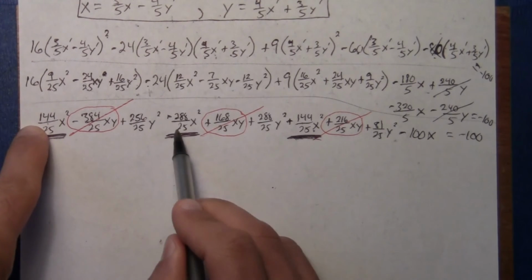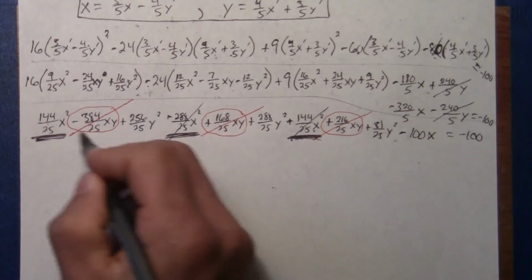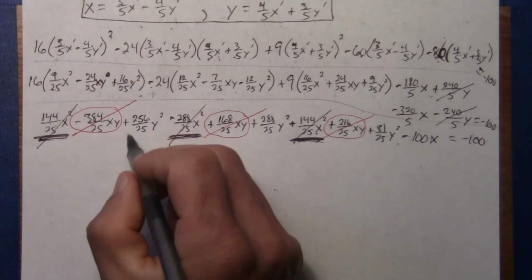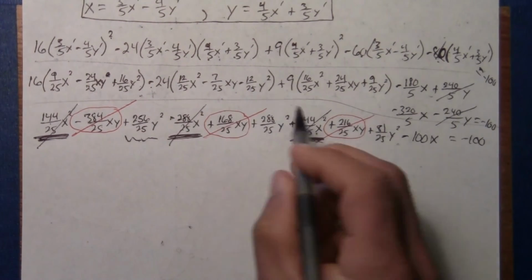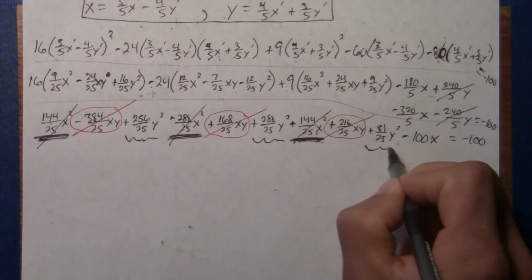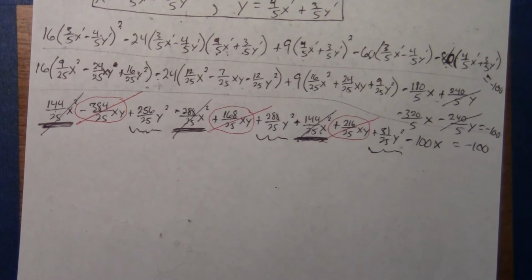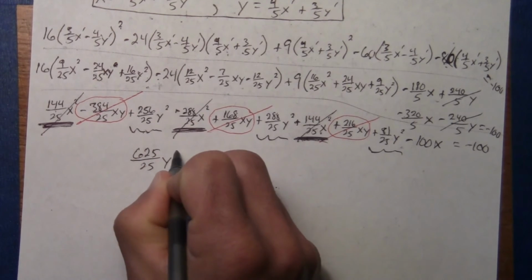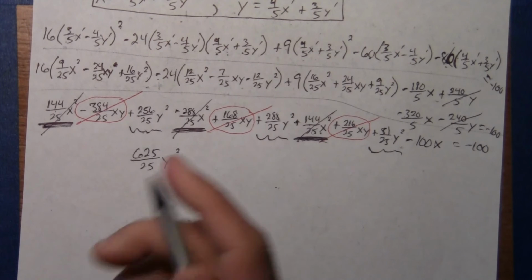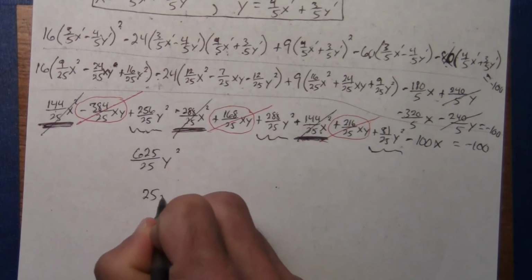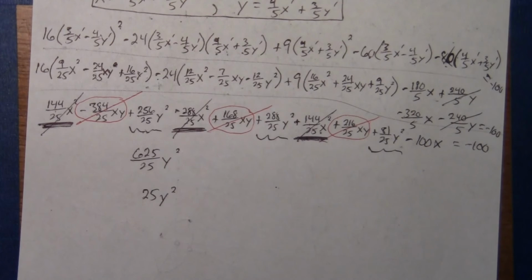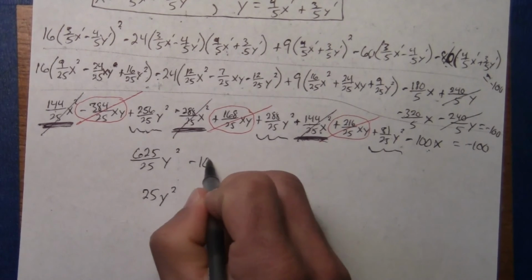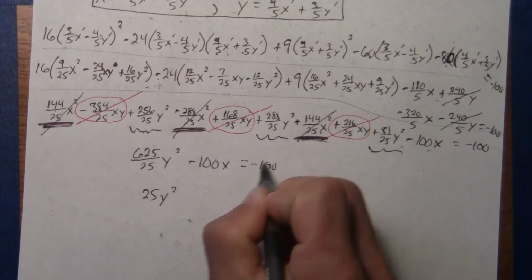144 and 288 completely cancel, which happens sometimes. That's not a big deal. Here's a y squared term. Here's another y squared term. There's another one. So take 256, add to that 288, add to that 81, and you should get 625/25 y squared, which of course is the same thing as 25. So I'll show two steps at once here. That's just 25y squared. I still have that negative 100x, and it still equals negative 100.